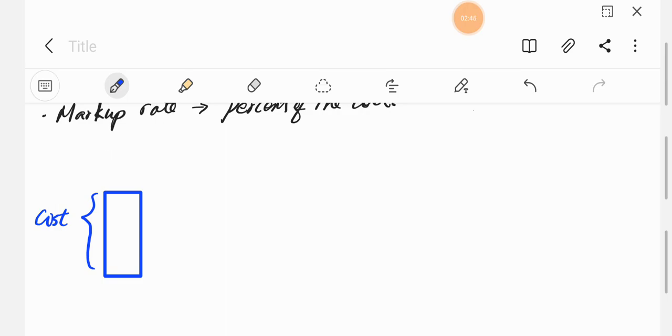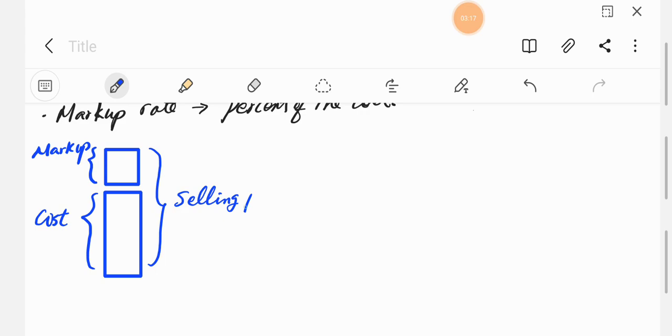And then you put some margin on it, right? So this is the amount you put. This is the markup, right? And then finally, the cost plus the markup amount together is the selling price. So we can write it as selling price or retail price. Very simple, isn't it?